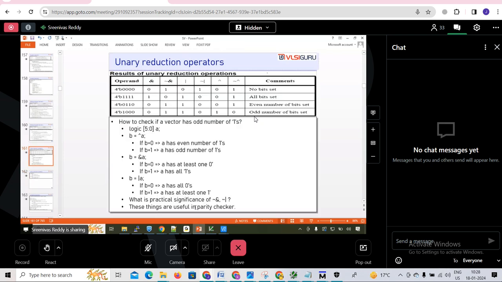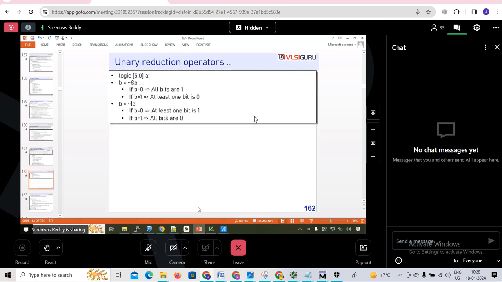These things are useful in parity checking. There could be different places where you could use this kind of thing. Clear with everything? How many unary reduction operators are there? Five: reduction XOR, reduction AND, reduction OR, reduction NAND, reduction NOR. Maybe reduction XNOR also will be possible. So all those operations are possible.